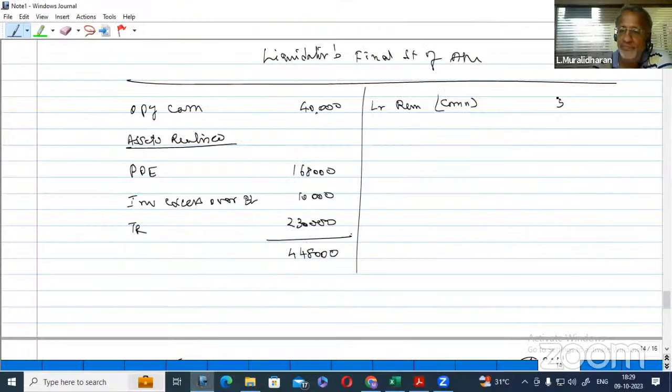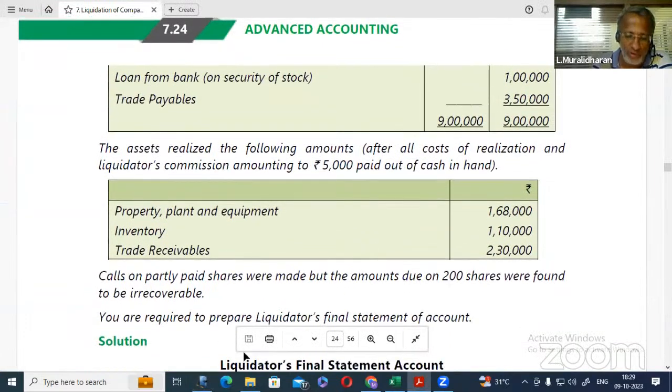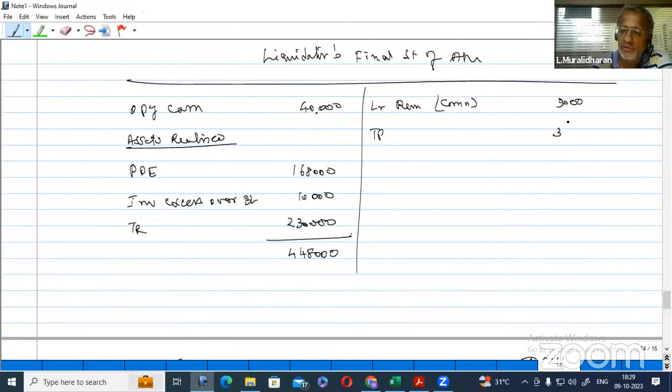So here we take the liquidator's remuneration, that is commission, to the extent of 5,000. Then trade payable to the fullest extent of 350,000. Then after trade payable, you have preference shareholders' payment to the extent of 100,000. At that point of time you should know whether you are crossing that. So 450, here itself you are running short of money, correct?